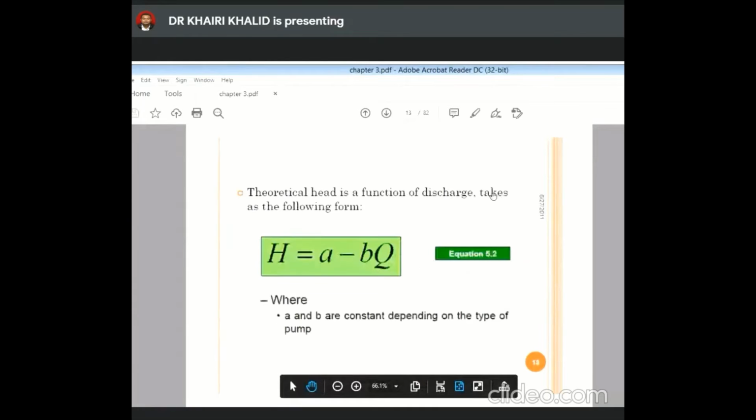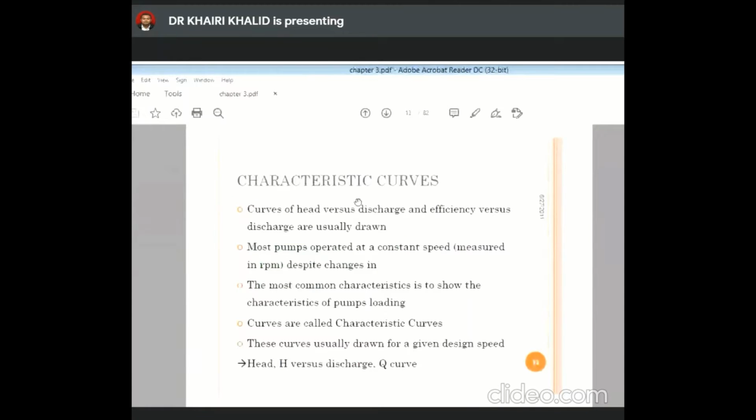Let me discuss this one first. Most pumps are operated at a constant speed, despite changes in loading. Most pumps operate at constant speed, meaning that at the motor part, the rotation of the motor is constant at one rotation per minute value. The most common characteristic is to show the characteristic of the pump loading.